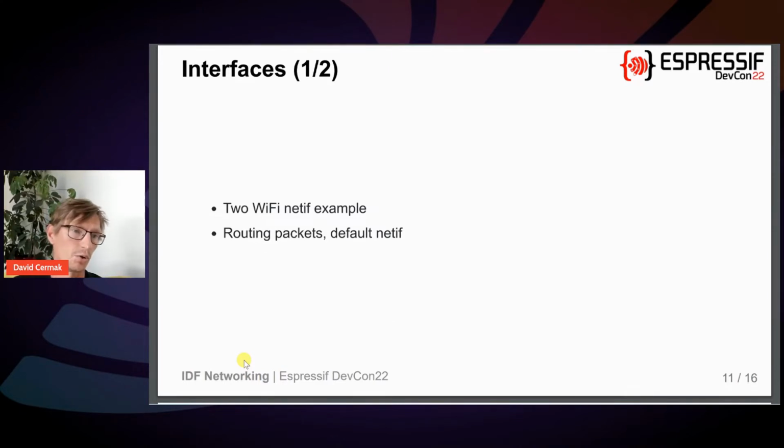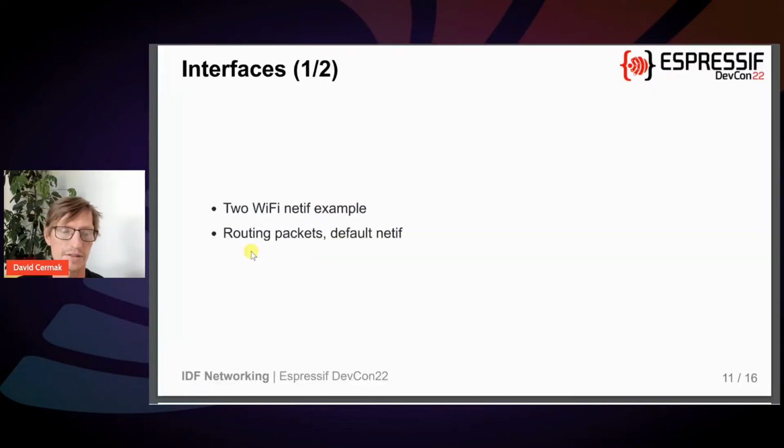So let's go to the next example. The next example will be about interfaces. So we'll be mainly talking about ESP.NET-IF and about two interfaces that I have created just for the purpose of this demonstration, and how we are able to actually route packets or choose the preferred path the packets would go. So the default network interface, the default gateway.